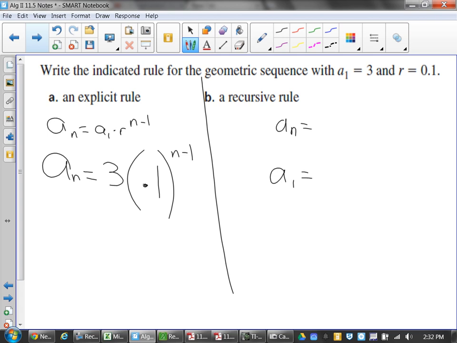What did we put after this a sub n in arithmetic? We do the exact same thing, and now what do I multiply it by? R. Wait, is it n minus 1? Yep, because it's talking about the term before it.